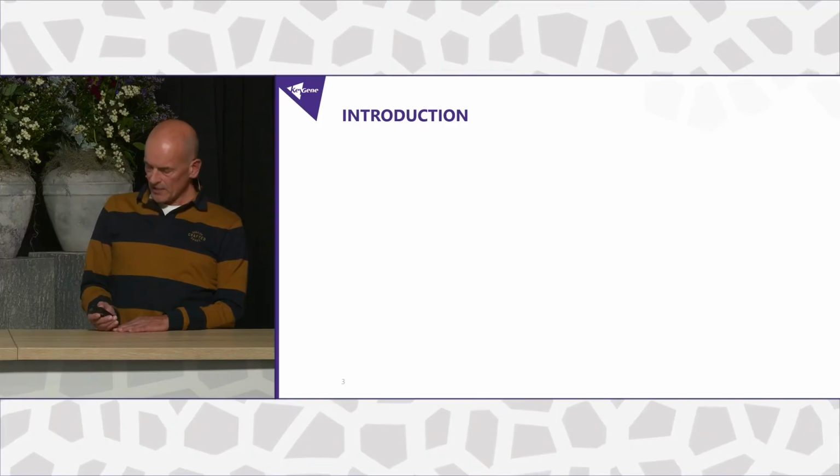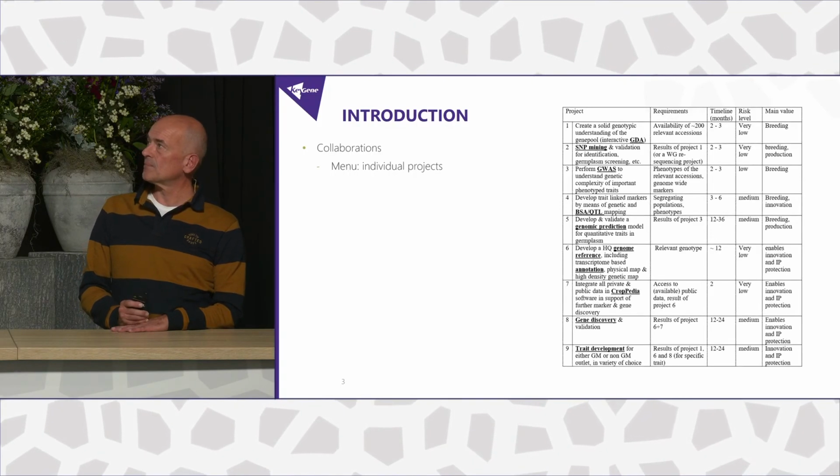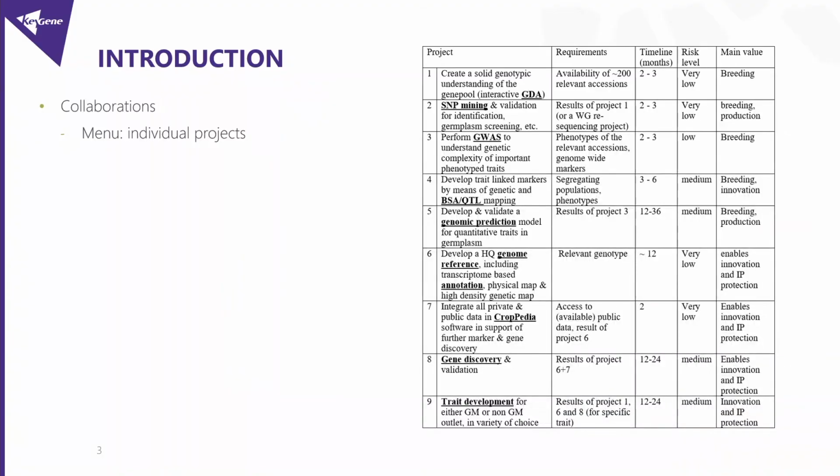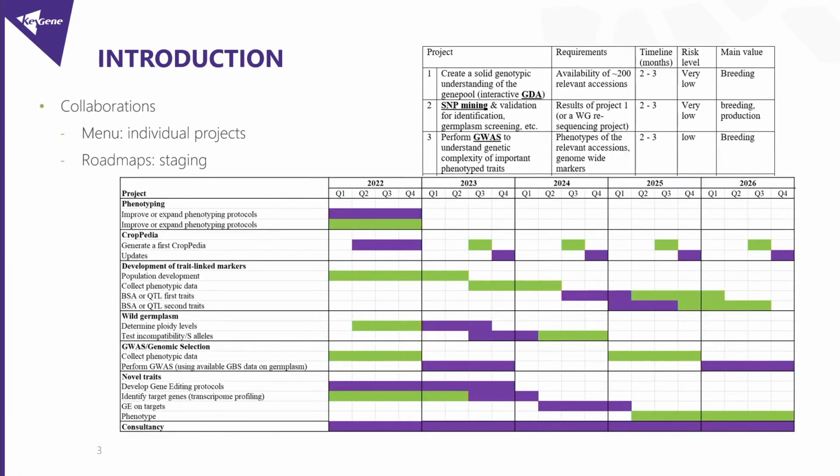We do that in several ways. We can collaborate on the basis of a menu, so to say. We have a list of projects. We can simply carry out a project of your choice, let's say a SNP mining project or a GWAS. But preferably, we go one step further, and we like to think along with you on how to use the different approaches in your breeding scheme. In that case, we make roadmaps, staging several projects and indicating what your company should do and what Keygene should do. And you can recognize it in this table.